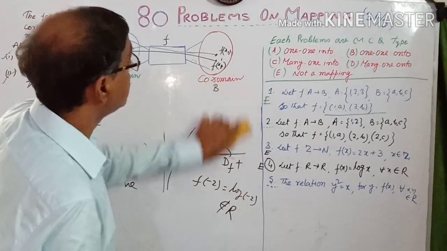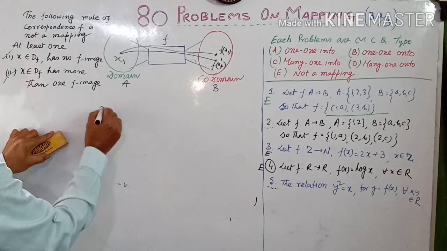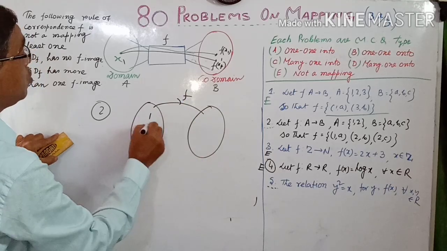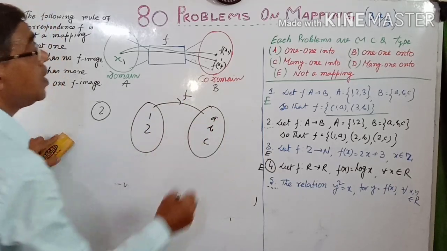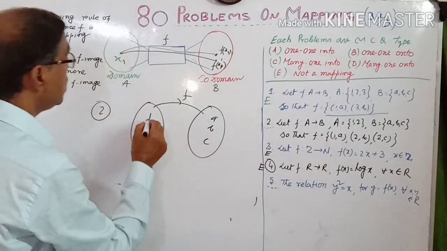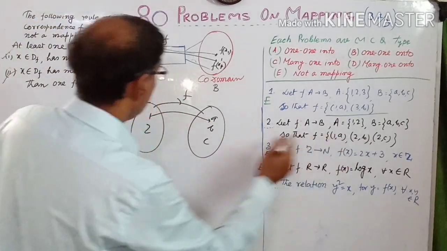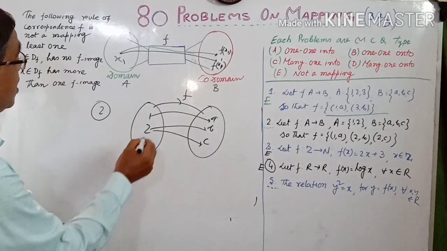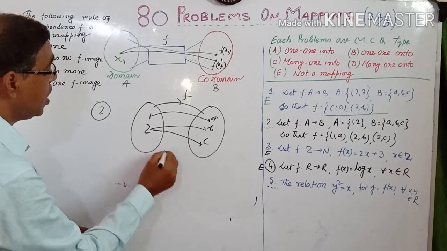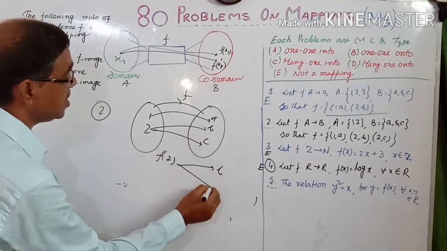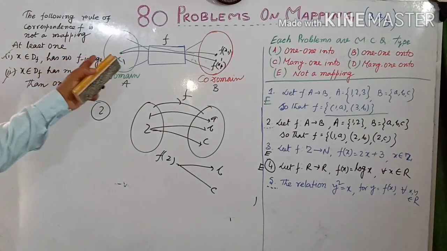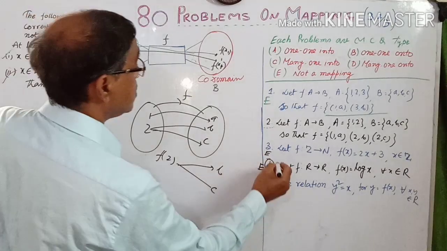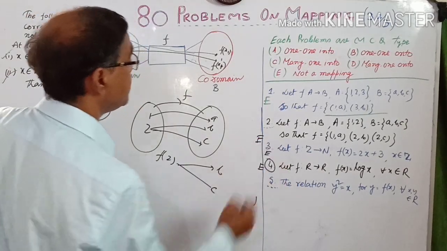Now the problem 2. For problem 2, A and B are given. f is a mapping from A = {1, 2} to B = {a, b, c}. The given correspondence is 1 to a, 2 to b, again 2 to c. f(2) has two images, b and c. This rule is not a mapping. Therefore, the answer is option C.